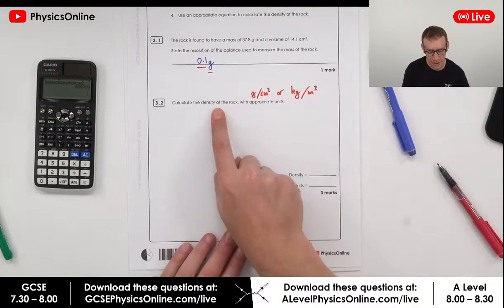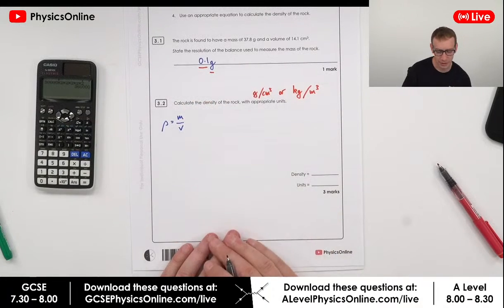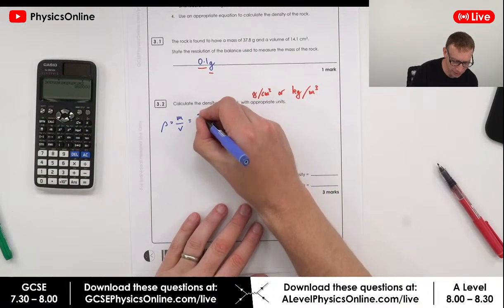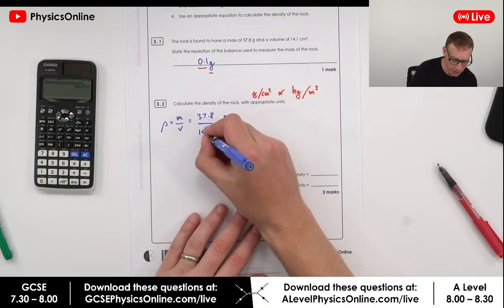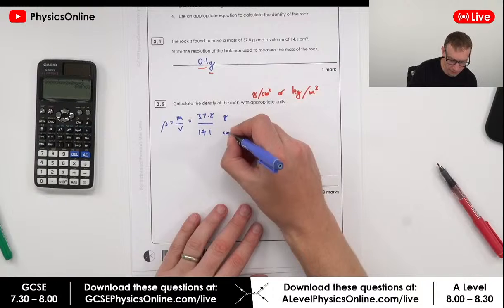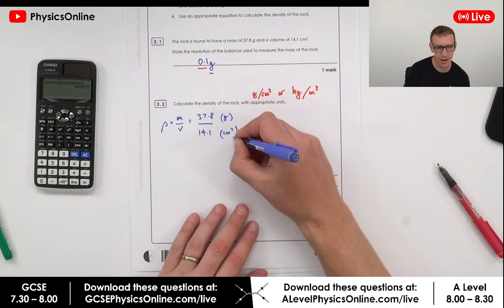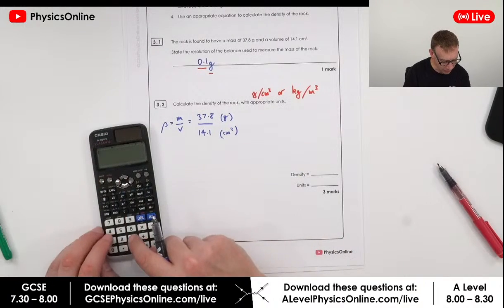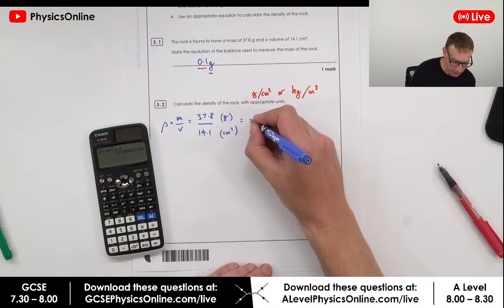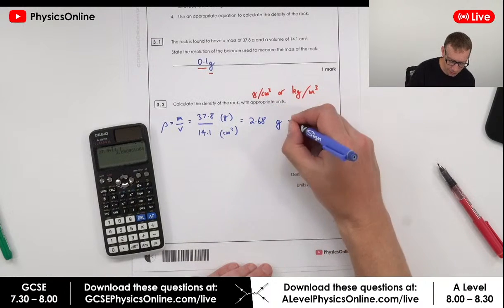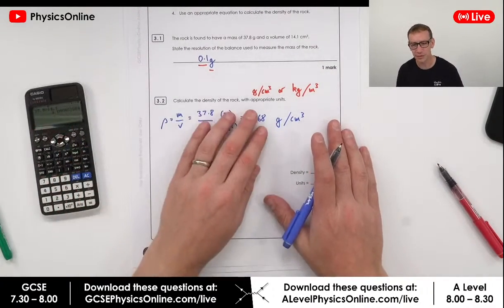Okay, so the density, first of all, we know that the density is equal to the mass divided by the volume. Now, the mass up here is equal to 37.8 grams, and the volume is 14.1 centimetres cubed. So if we were to just give our answer in grams per cubic centimetre, we just divide the two things together, which is equal to 2.68 grams per cubic centimetre. And that answer there is fine. Okay, Anissa, I think, has got the right thing.